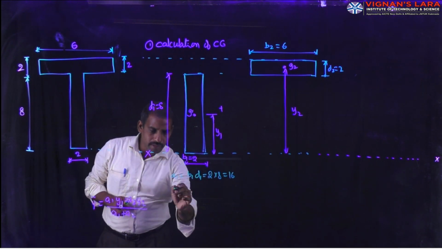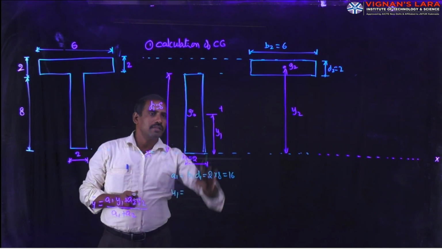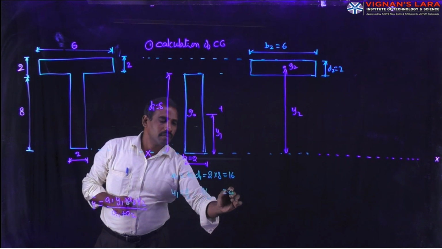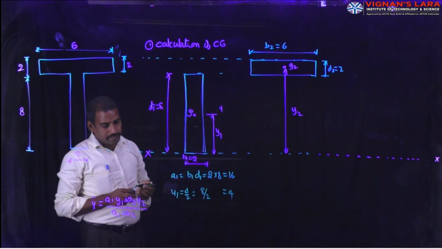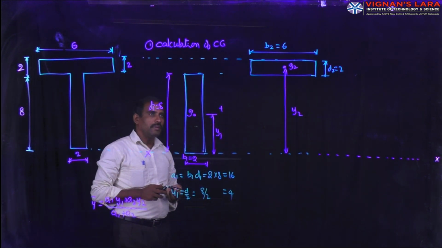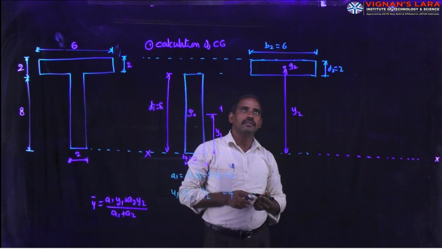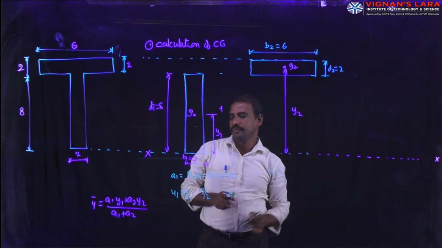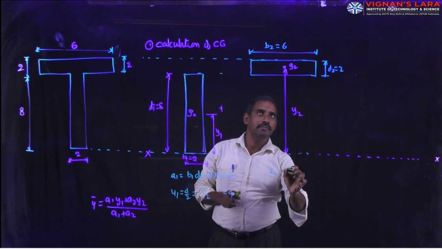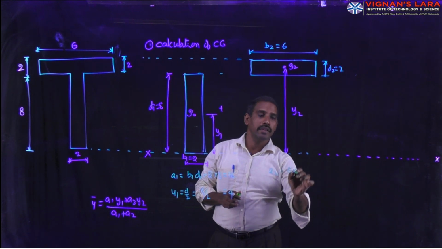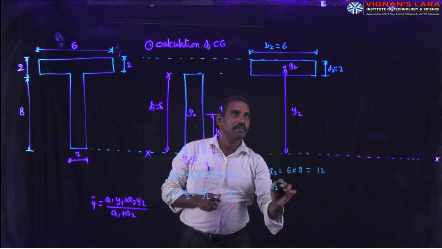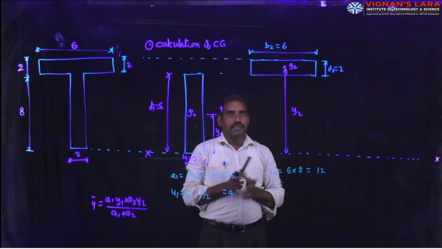Then what about Y1? From the geometry, Y1 is D1 by 2, that is 8 by 2, which is equal to 4. So that is A1 and Y1. Coming to the second element, with dimensions B2 equal to 6 and D2 equal to 2, A2 is equal to 6 into 2, that is equal to 12. What about Y2? Here we have to remember one more thing from the geometry.